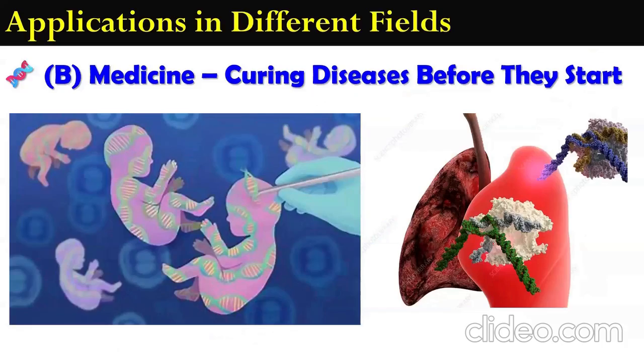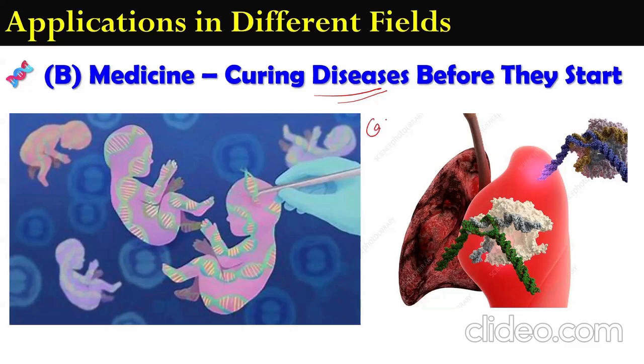This method, what is its application? First and foremost, it is used for medicine. It is used to cure several life-threatening diseases before they start. It holds potential in human medicine by correcting faulty genes. For example, use it to cure cancers.